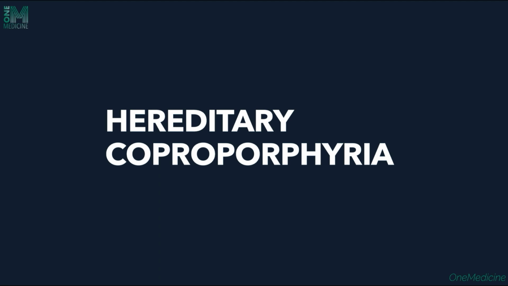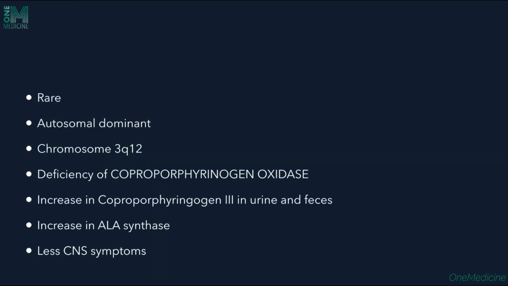Next, coming to hereditary coproporphyria. It's a very rare condition, autosomal dominant. Chromosome 3q12 is involved. Deficiency of coproporphyrinogen oxidase is seen here. There will be increase in coproporphyrinogen 3 levels in urine and feces. ALA synthase is also increased. CNS symptoms are less here.